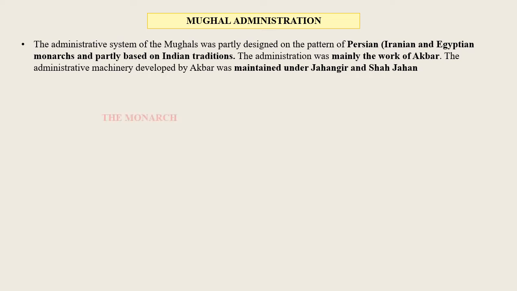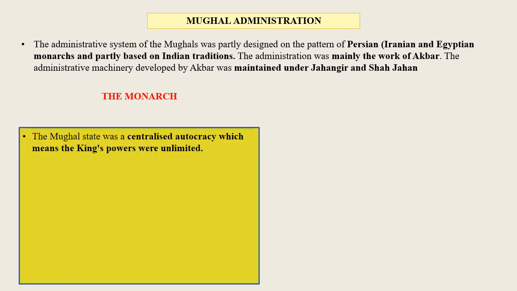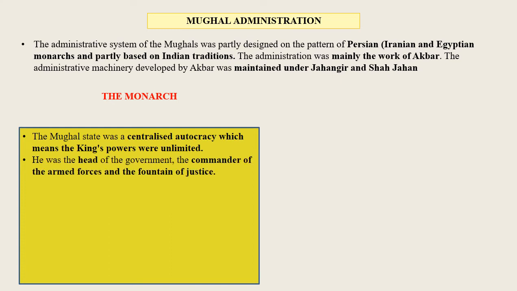The monarch. Akbar believed that royalty is a light emanating from God, a ray from the sun. The Mughal state was a centralized autocracy. In other words, the king's powers were unlimited. He was the head of the government, the commander of armed forces, and fountain of justice. He was also the chief legislator, because his word was law.